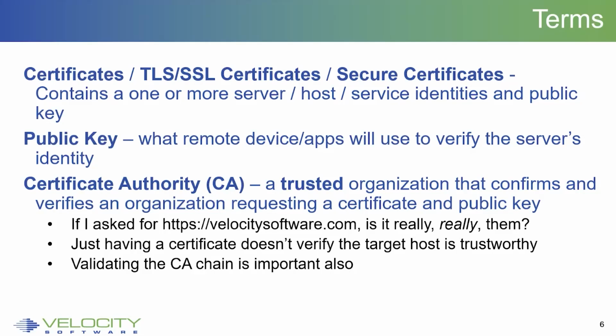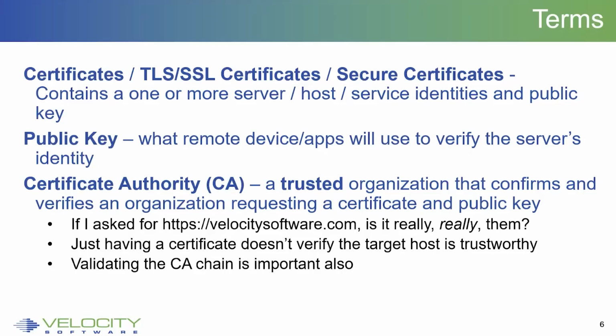Certificate authority, or CA, is a trusted organization that confirms and verifies that the information being provided to them on behalf of requesting a certificate and public key is really them. So for instance, if you go to our website using HTTPS, velocitysoftware.com, the browser determines, is it really Velocity Software? By looking at the certificate and key.